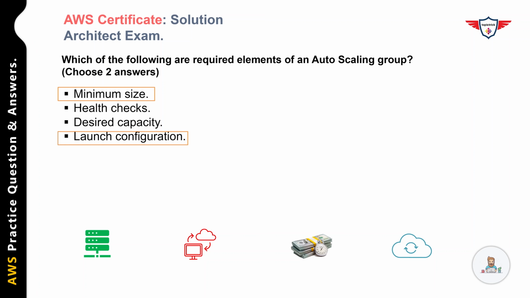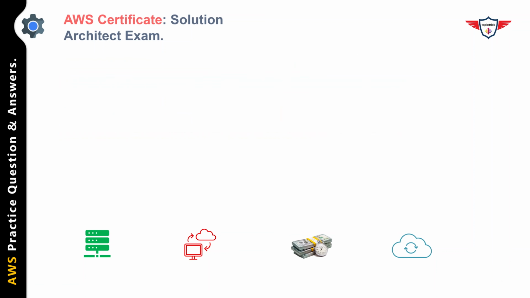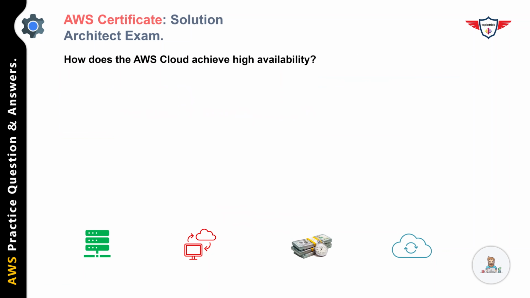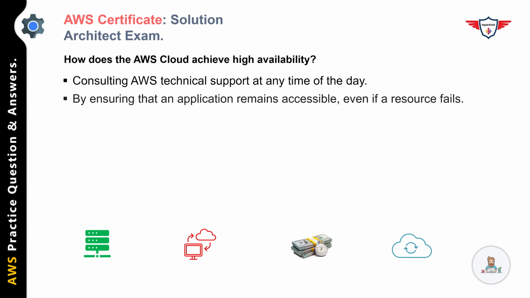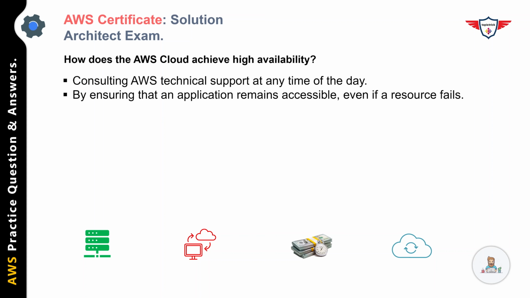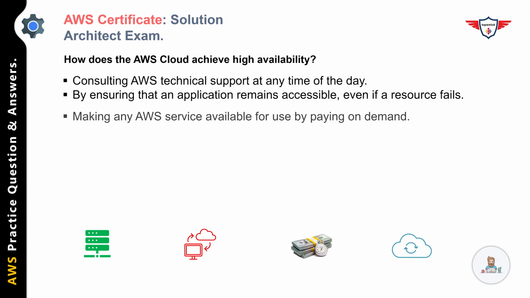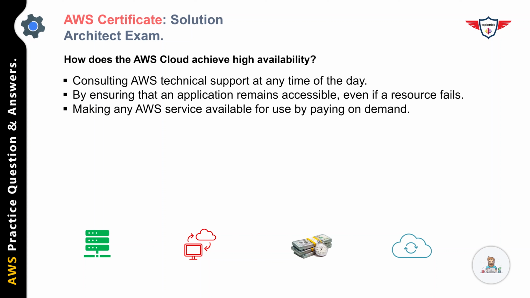Health check and desired capacity are optional. How does the AWS cloud achieve high availability? The options are: consulting AWS technical support at any time of the day; ensuring that an application remains accessible even if a resource fails; making any AWS services available for use by paying on demand; and deploying applications only on EC2 instances.